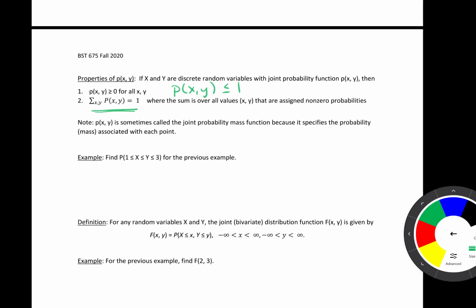Alright, so we can find the probability that x is greater than or equal to 1, less than or equal to y, less than or equal to 3 for the previous example. So one way to help us visualize that is we could draw a table here to the side. Along the top, I'm going to write down the possible values for y. Along the side, I'm going to write the possible values for x.